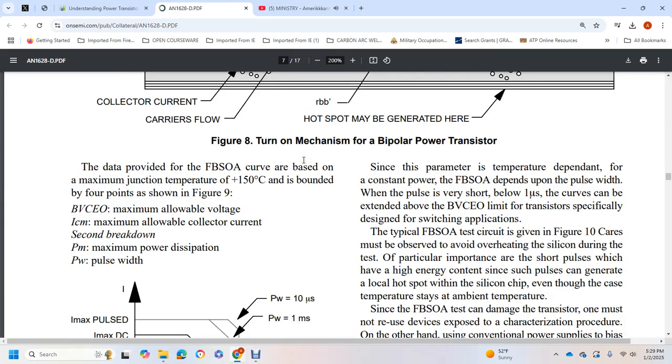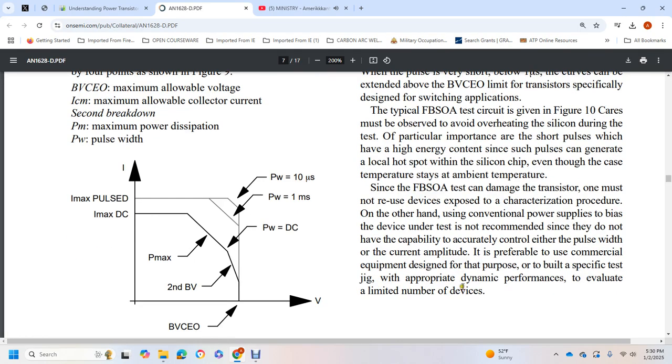In Figure 10, care must be taken to avoid overheating of the silicon during the test, which is particularly important for a short pulse with a higher energy content. The pulse can generate a local hot spot within the silicon, even when the temperature stays at high ambient temperature. Since forward bias safe operating area testing damages the transistor, do not reuse the device after exposing it to the characterization procedure.